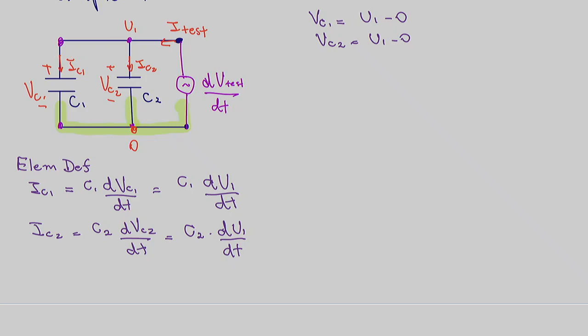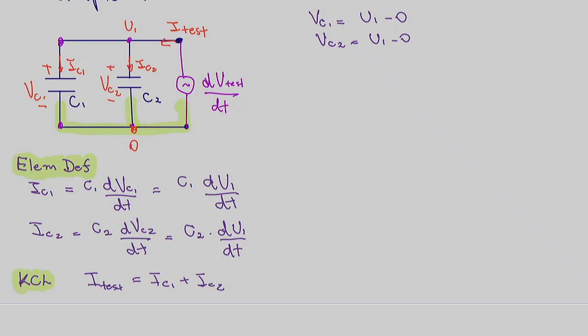We can apply KCL. If we apply KCL to node U1, what do we get? Think. KCL for node U1: current coming in equals current coming out. What's the current coming in? I test. What's the current coming out? IC1 and IC2. IC1 plus IC2. Nice.